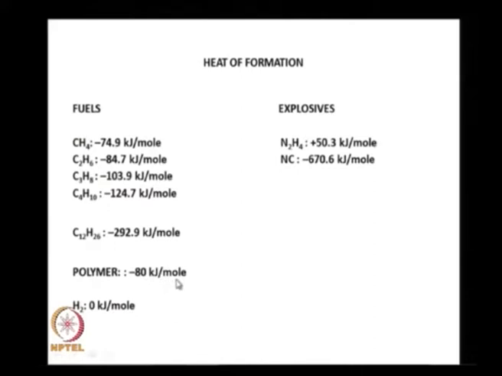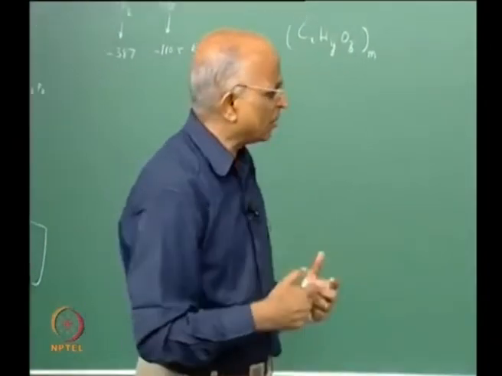When we talk of other fuel like hydrogen, well, hydrogen at the standard condition is an element and therefore the heat of formation is 0. I think for different fuels we therefore say, well, for hydrocarbon fuels it keeps increasing as the complexity of the substance increases. For a polymer it is around, let us say, minus 80 kilojoule per mole. For hydrogen, which is an element, and again at the standard condition it is 0 kilojoule per mole. Is it clear? Now, I want to also define some more substances.